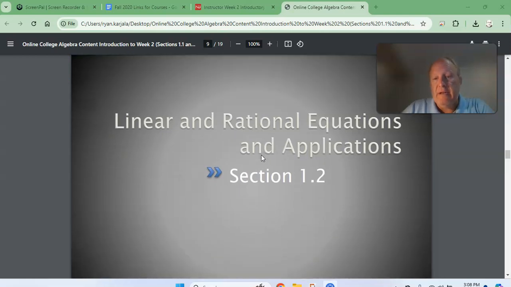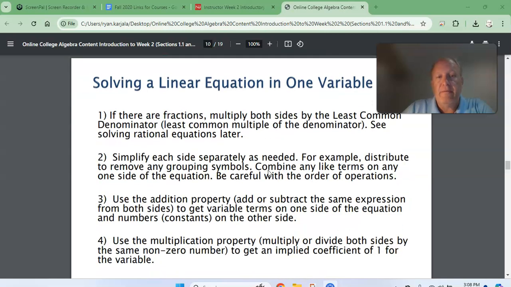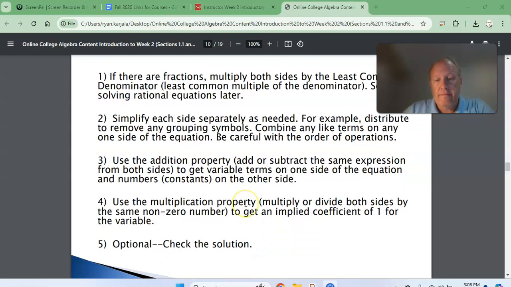So the next section we're going to talk about linear and rational equations and applications. So we're going to solve them. So I want to go through this a little bit. So here are some steps to solve one equation in one variable. Let's take a look at these. So we're going to find the least common denominator. Okay, simplify each side. You're going to use the addition and subtraction properties to move things around, and you're going to use the multiplication property to get x by itself.